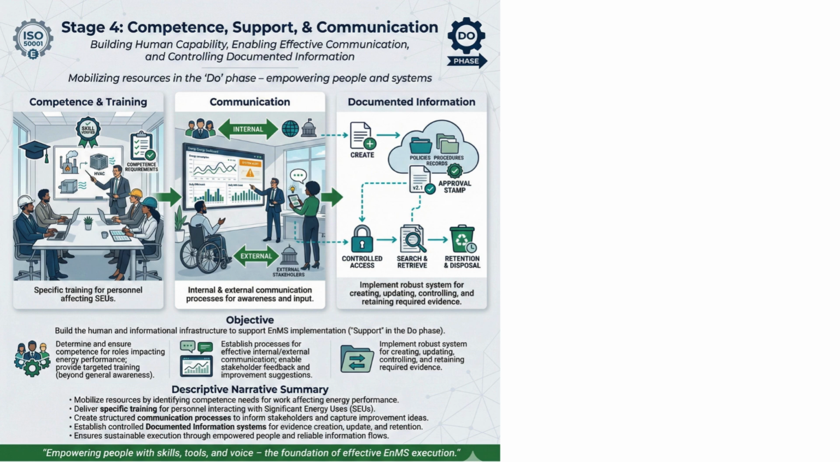Next, communication. We establish clear processes so internal teams and external stakeholders stay informed about energy performance, objectives, and progress. This includes sharing real-time data on dashboards like this one and, importantly, creating channels for everyone to suggest improvements. Finally, documented information. We implement a robust system to control the creation, updating, review, and retention of all ENMS evidence, policies, procedures, records, audit findings, everything required by the standard. These 3 elements, competence, communication, and documented information, form the essential support structure for the entire do phase.